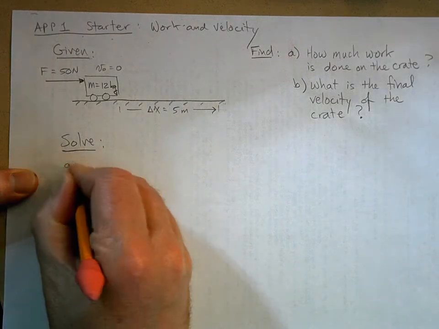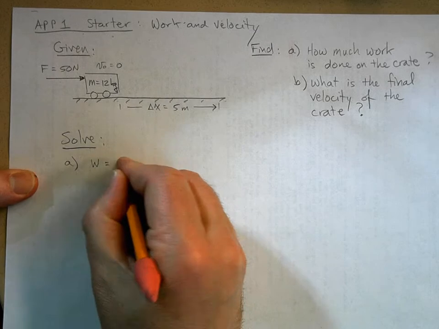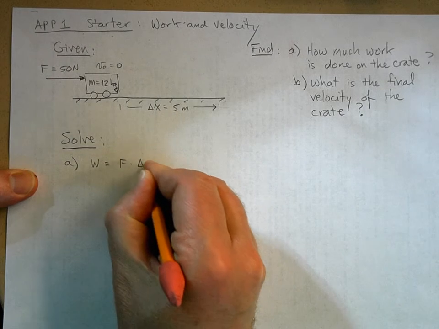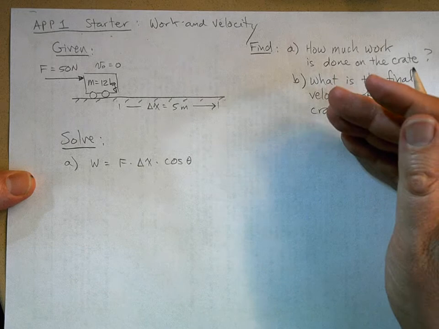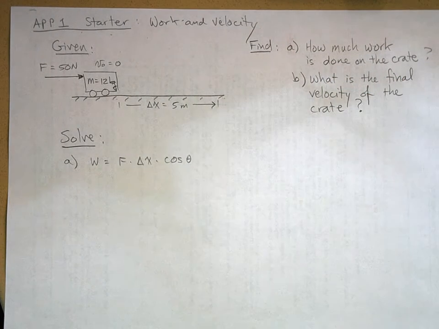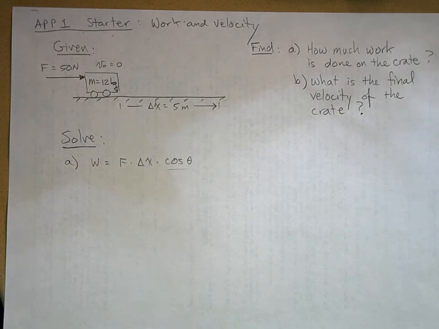And so for part A, well, work is equal to the force times the displacement times the cosine of the angle between them. Now, I'd really like you to include this every time you write down the basic equation for work, because it's really easy to forget about.